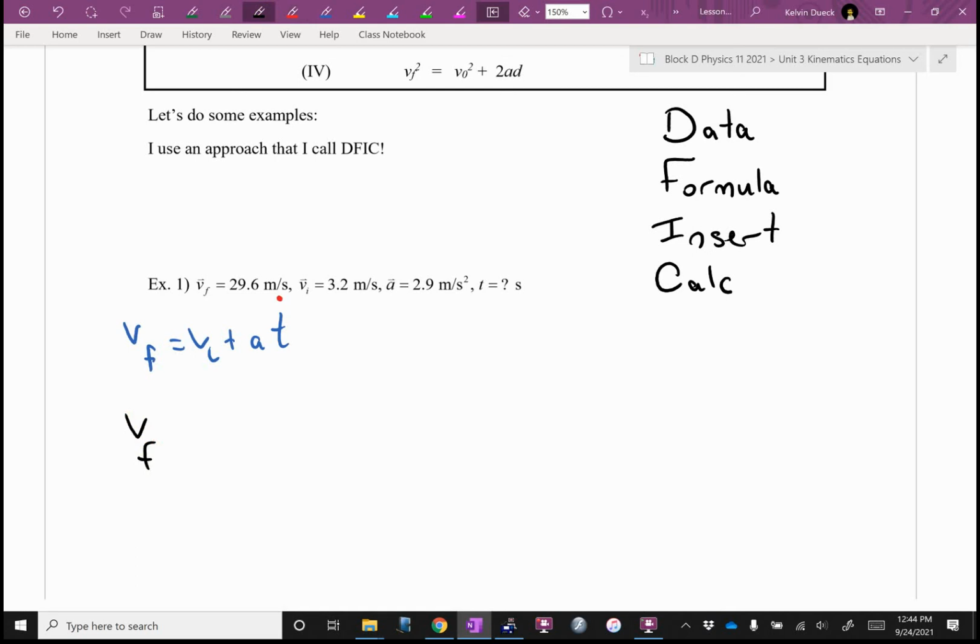What's right next to the T, Marcus, my friend? What's the A doing to the T? How would I move it to the other side? Yep, remember that. We're going to divide by A. Don't do it yet, but remember that. What else is on the same side as the T? What's the VI doing to the T? How will we move the VI over?